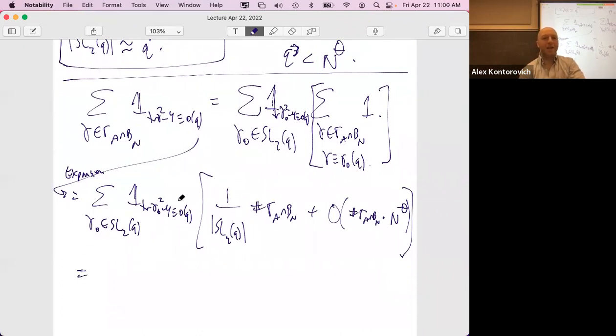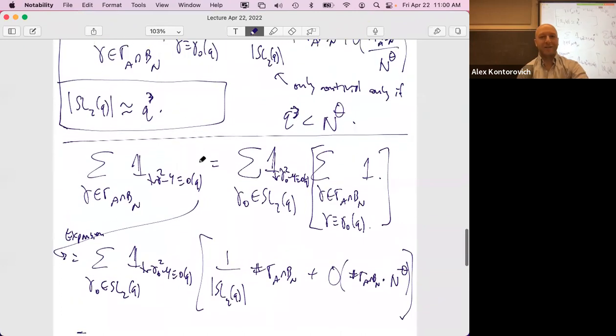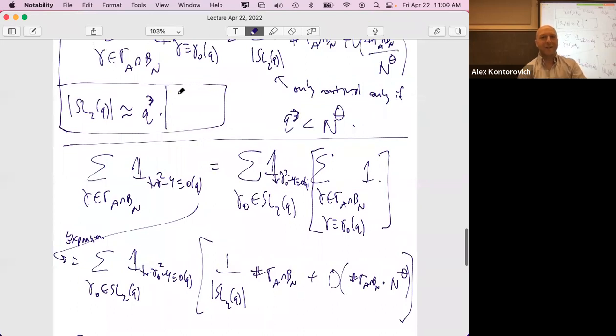Okay, so how many? Here's another exercise. How many matrices are there in SL2Q such that the trace squared gamma minus 4 is 0 mod Q? So these are two exercises for you guys to work out, if you so choose. And I claim there's on the order of q squared of them. And in fact, that order is really 2 times q squared.